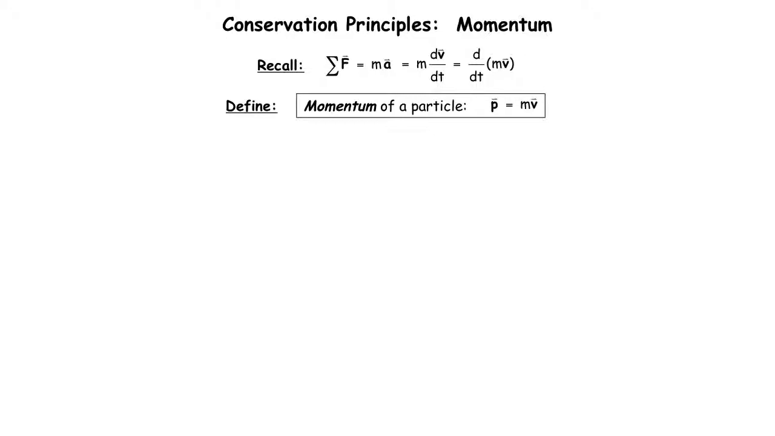We're going to talk about the conservation of momentum. And last time, recall that the sum of forces on an object was equal to mass times acceleration. This was Newton's second law. And we showed that it's the time derivative of this quantity, mass times velocity. So I can write this mass times velocity as a thing called momentum. So we define momentum as the velocity vector times mass.